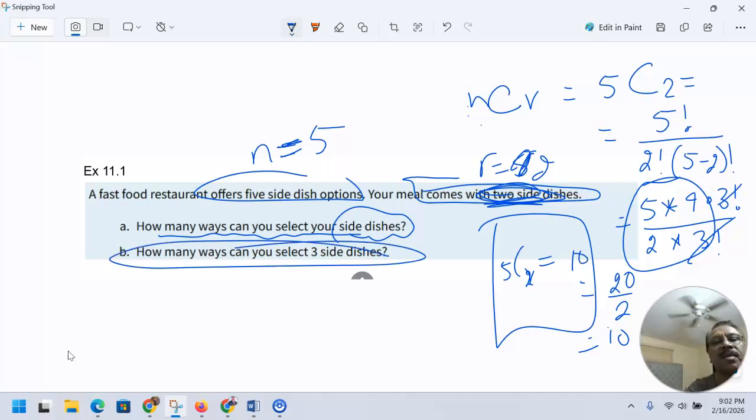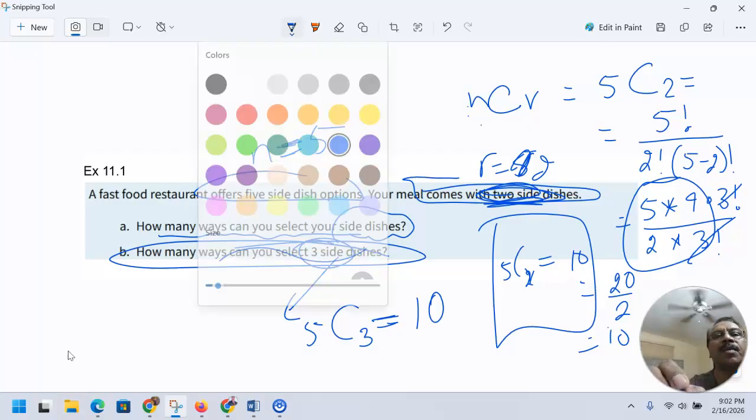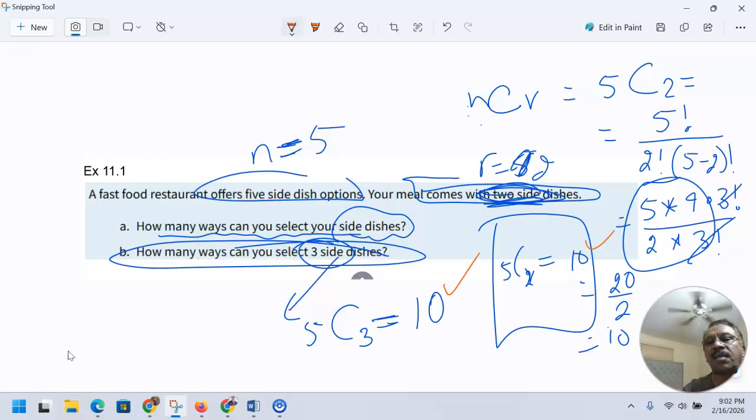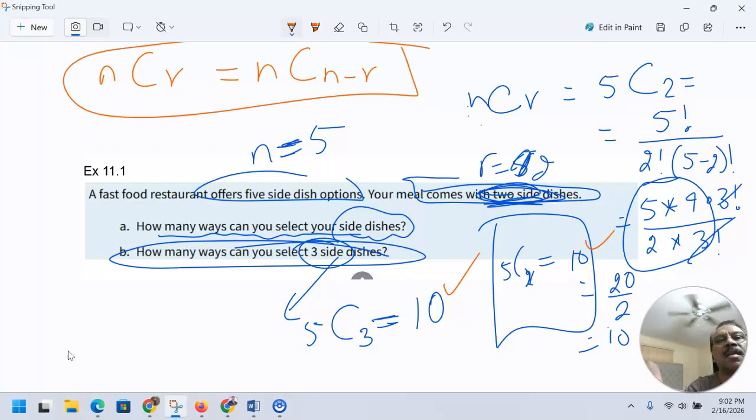And then the next question is, how many ways can you select three side dishes? So again, this is 5C, and you put 3 because r is 3. And you also get 10 as the answer. Somehow in this problem, you see that this answer and this answer are the same. Why are they the same? It's because in the combination formula, nCr is the same as nC(n minus r).